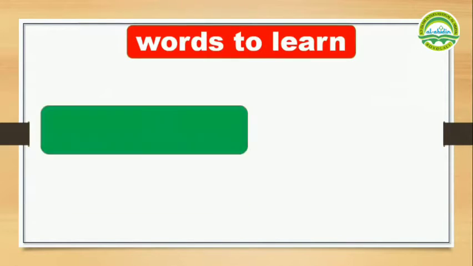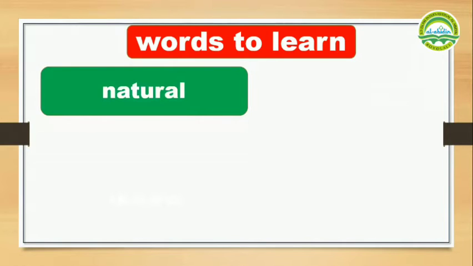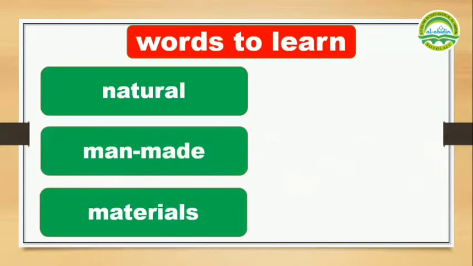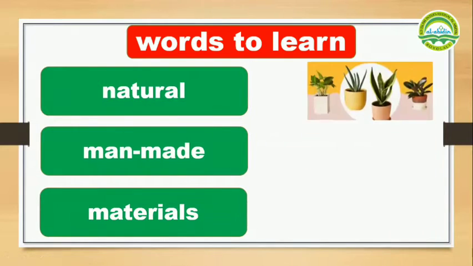Today you learn new words. The first one is natural, man-made, and materials. The natural things are like tree, wood, and water. The things that come from nature, you will call them natural. And the things that man created, you will call them man-made, like cars, tables, and houses. And materials we will discuss now.